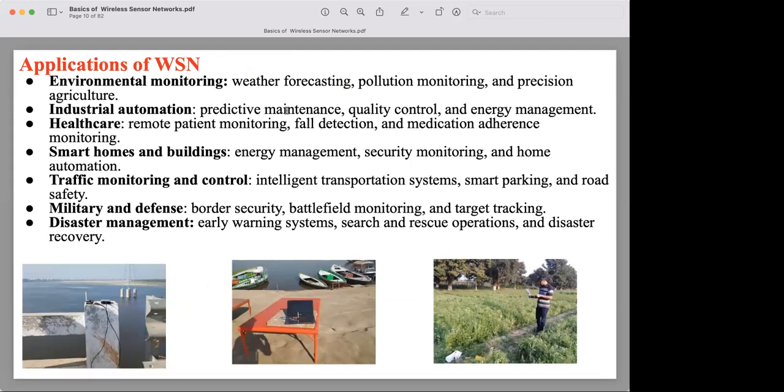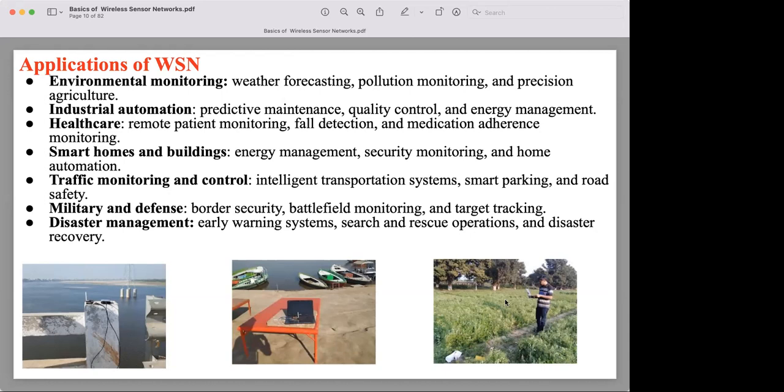Now we see some applications of the wireless sensor network. Our wireless sensor network finds application in various domains. We are not able to summarize them even in one slide, but if we look in our environment, in our nearby field, at what applications are possible, we find these main 7 directions. One is environment monitoring, such as weather forecast, pollution monitoring, precision agriculture. All these are environment monitoring applications for the wireless sensor network.